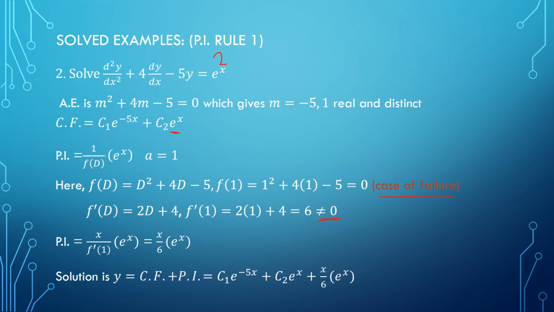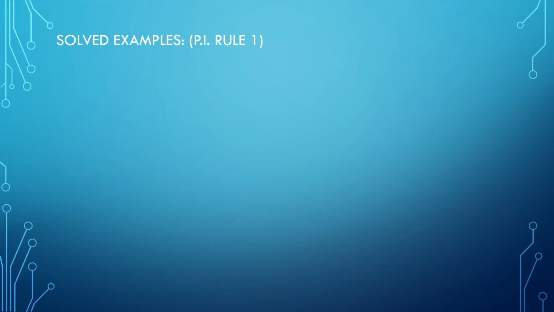And thus my final solution turns out to be y equal to CF plus PI, that is c1 e raised to minus 5x plus c2 e raised to x plus x upon 6 e to the power x. This was the first repetition, that's why the second repetition is coming along with x. More examples to go.